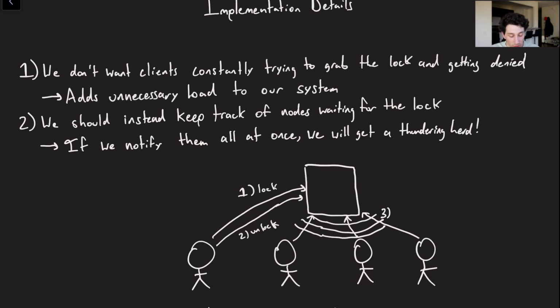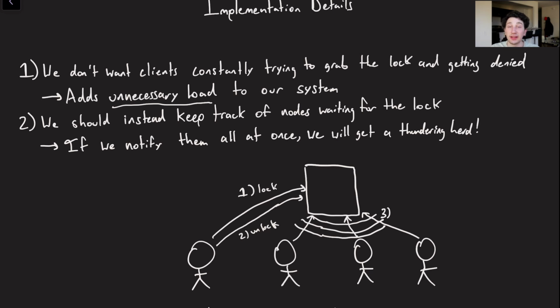For starters, one thing that we don't want is a bunch of clients constantly polling our distributed locking system and saying, hey, is the lock available yet? Is it available yet? Is it available yet? That would be bad because it's going to add a bunch of unnecessary load. We want to keep this thing fast. We want to use it for a lot of different servers at once.